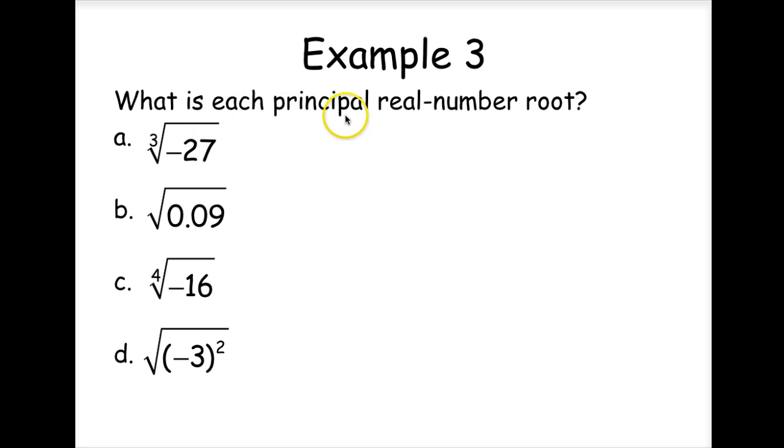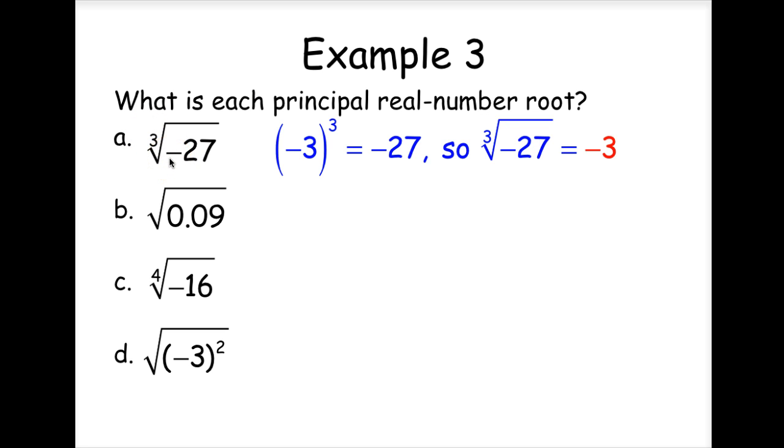What is each principal real number root? Okay, so let's study this. We have an odd index, so we can have an answer when there's a negative. Negative 3 to the third power gives us negative 27. So our answer is negative 3.